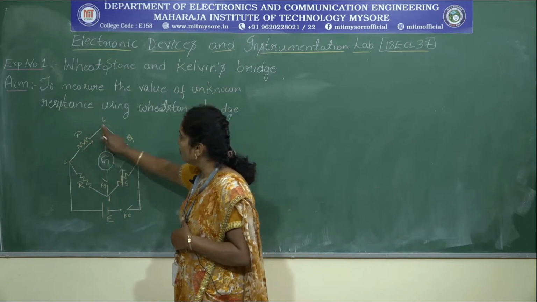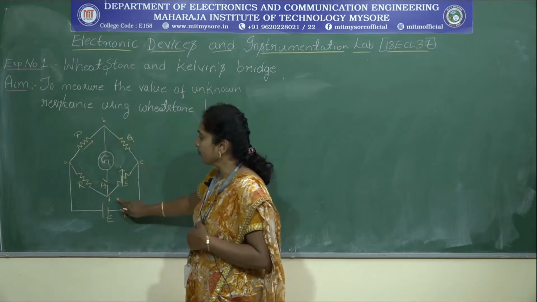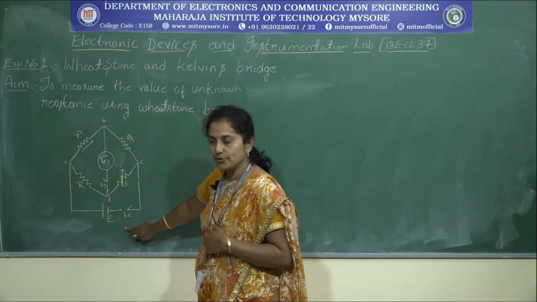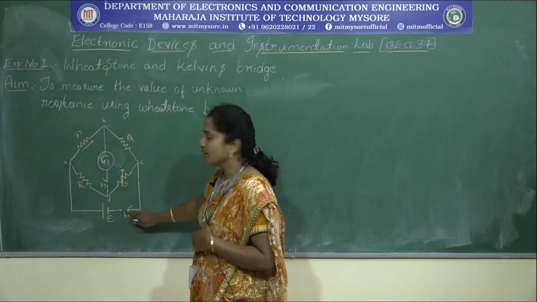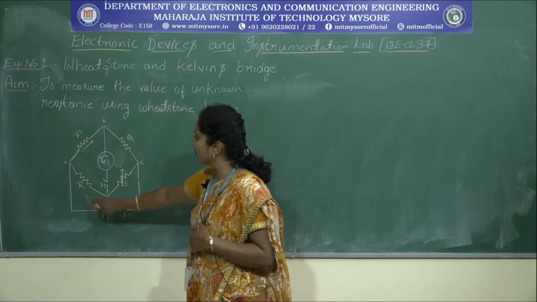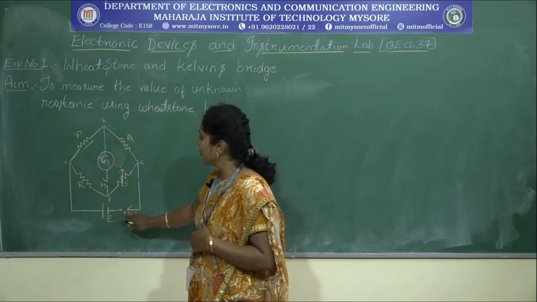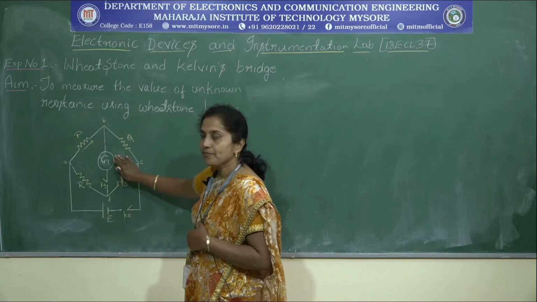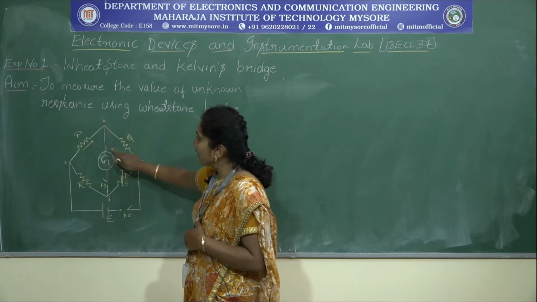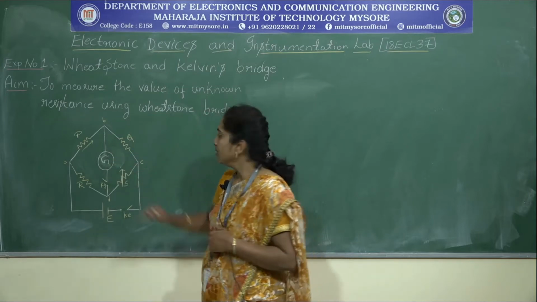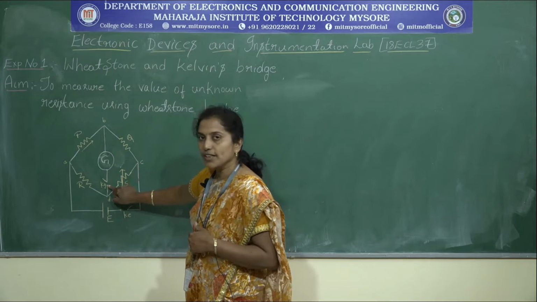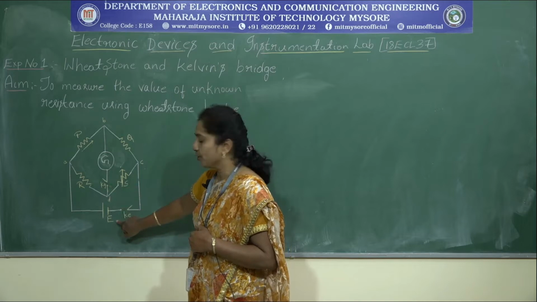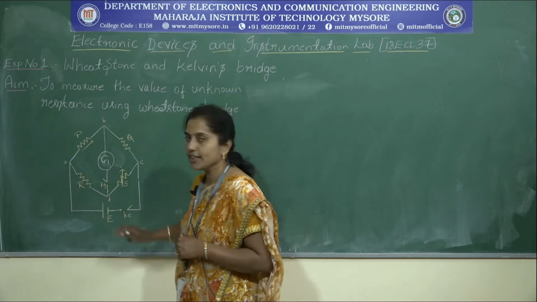Here there are 4 nodes, A, B, C, D. Between A and C we have connected a DC source, a battery, and for that there is a switch. When the switch is closed, the current will definitely flow, and when the switch is open, it is an open circuit. At the other nodes we have connected a galvanometer. With the galvanometer we also have one key, which we call KG, and for the battery we call it KE respectively.